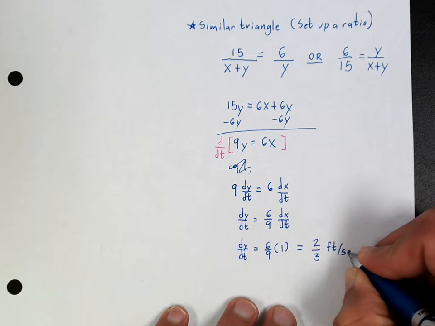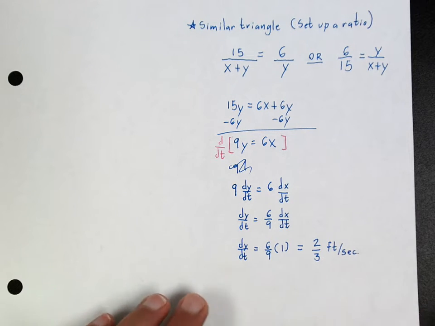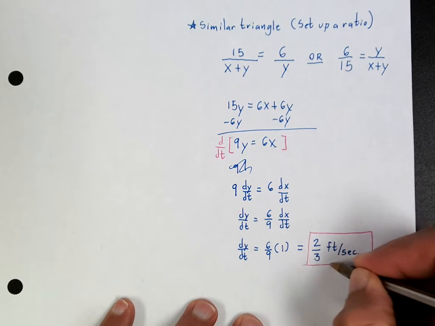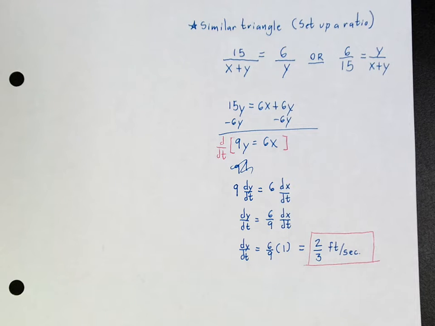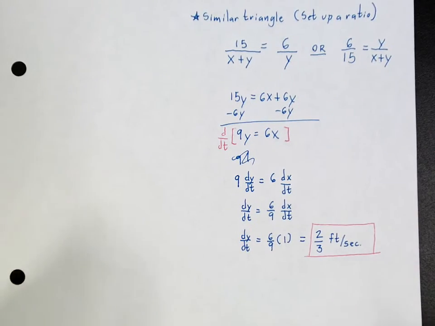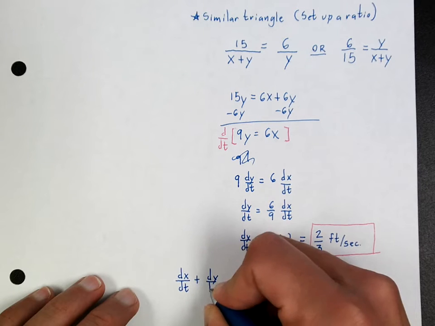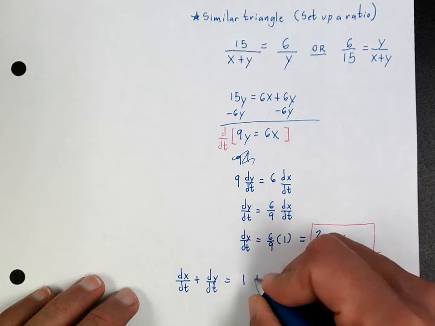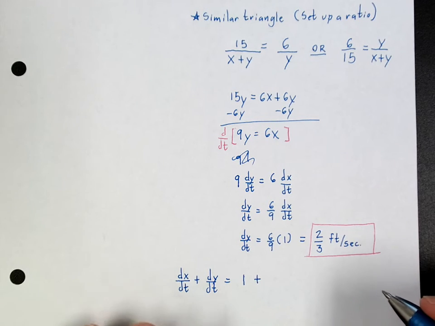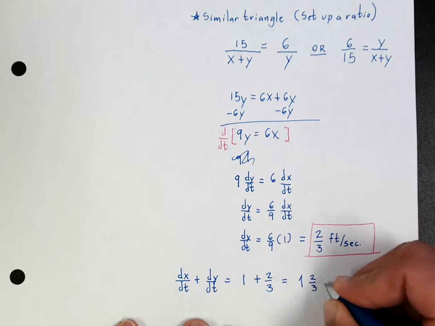Make sure you write the units for this. Remember that this is how fast the length of the shadow is increasing, which is part of what you're looking for. Now finally, this should be the easy part: how do you figure out the rate at which the tip of the shadow is traveling? The hard part was done over here. We add dx/dt plus dy/dt to get the answer. I already know dx/dt is 1, and dy/dt, the speed at which the length is increasing, is 2/3, so this is going to be 1 2/3 feet per second.